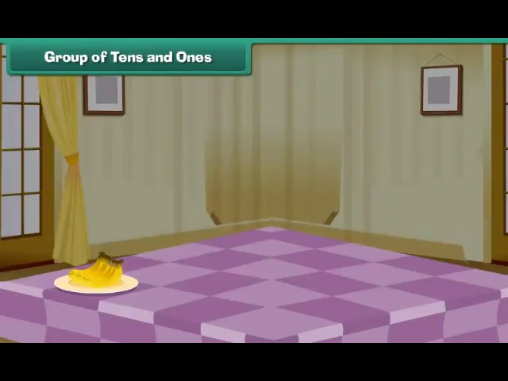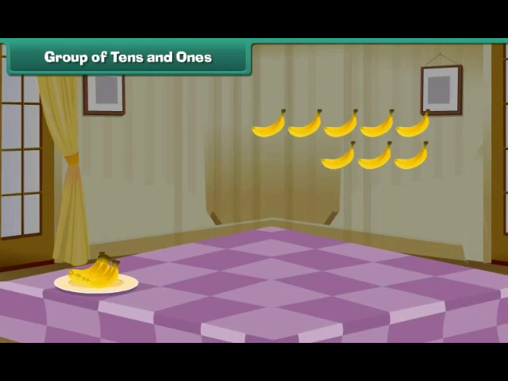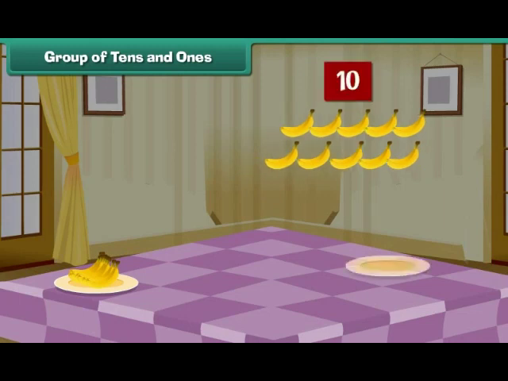Groups of 10s and 1s. Look at these ripe bananas. They look so delicious. Let us divide them into groups of 10. 1, 2, 3, 4, 5, 6, 7, 8, 9, 10. We have counted one group of 10.